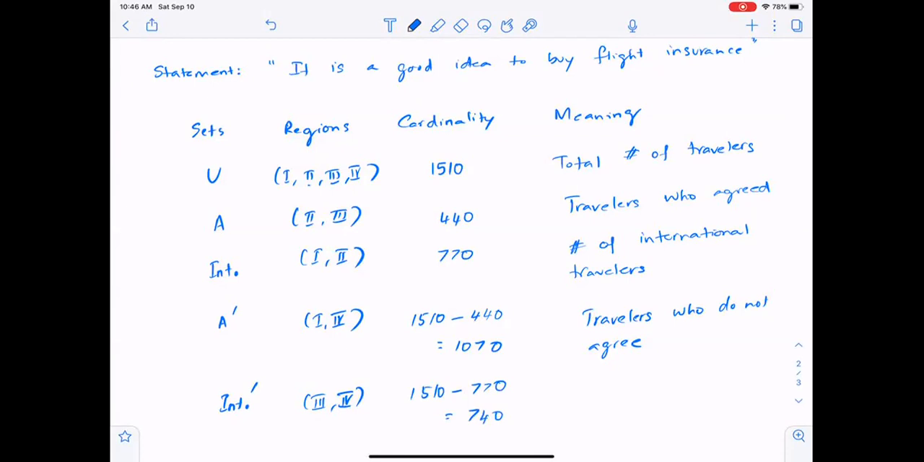So we are going to the opposite of the set int. In other words, not whatever set int represents. So int represents international travelers.